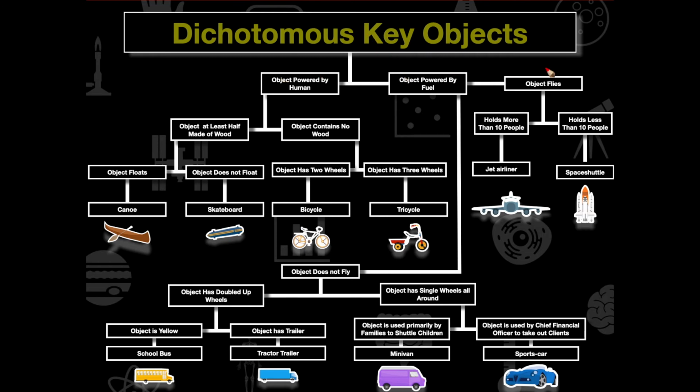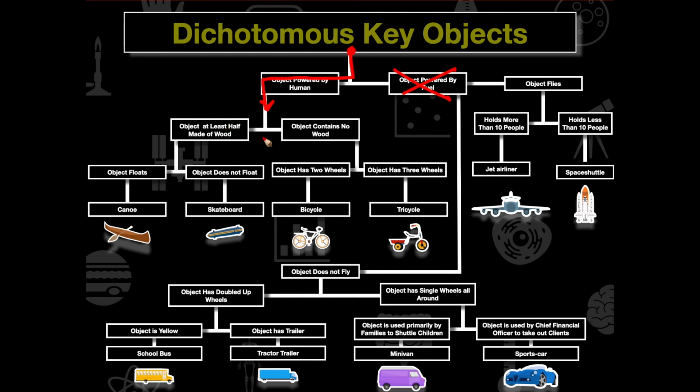When we use a dichotomous key that's set up as a web like this, we're going to start here and work our way down to the first set of questions. In this dichotomous key, what we're going to ask is: is the object powered by human, and remember, we're looking at the skateboard, or is it powered by fuel? Well, we know the skateboard is not powered by fuel, so we're going to follow this path here to our second question.